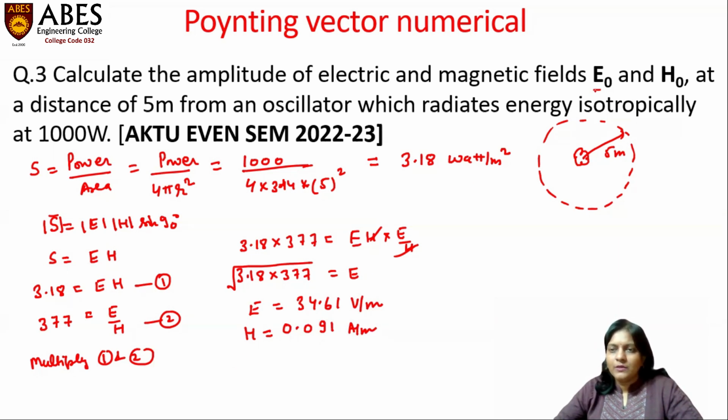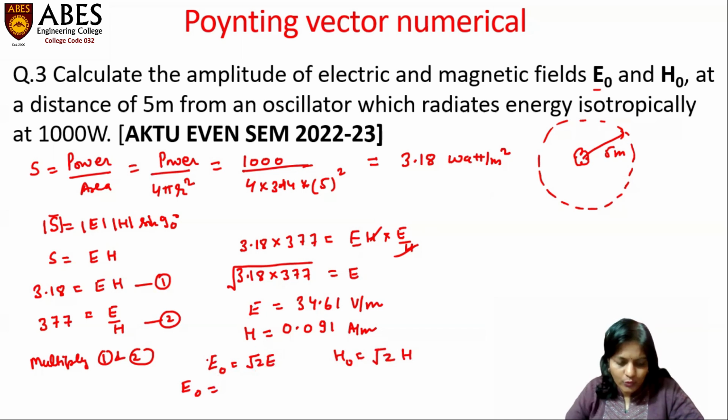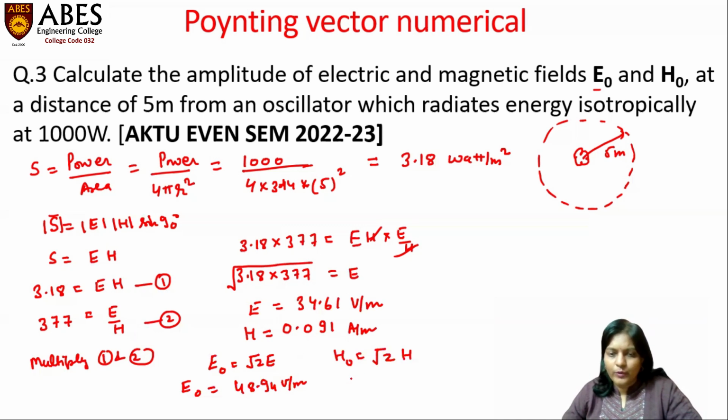But in the question, E naught and H naught are asked. So we will calculate E naught as root 2 of E and H naught as root 2 of H, because these are the RMS values. So E naught will be 34.61 into root 2. It is 48.94 volt per meter, and H naught is root 2 times 0.091, and it is 0.128 ampere per meter. This is the value of H naught. This is question number 3.